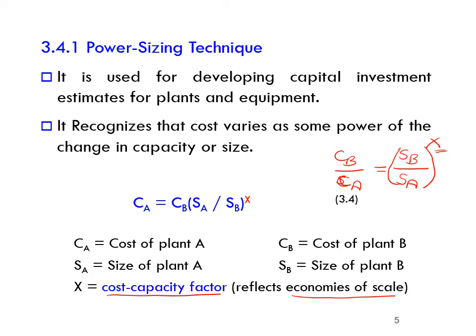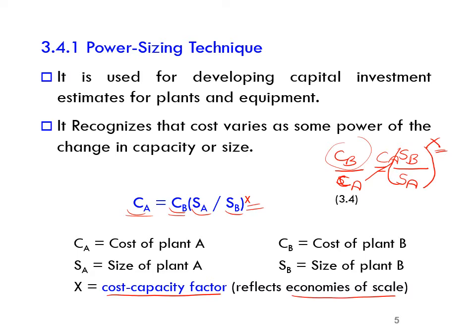And if we want to estimate the cost of plant B, let's say, we simply multiply this CA over here and we get the relationship. Of course, if we want to estimate the cost of A, simply we multiply the cost of B with the ratio of SA divided by SB to the factor of this X.